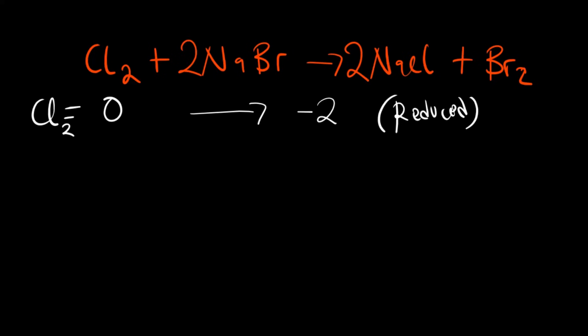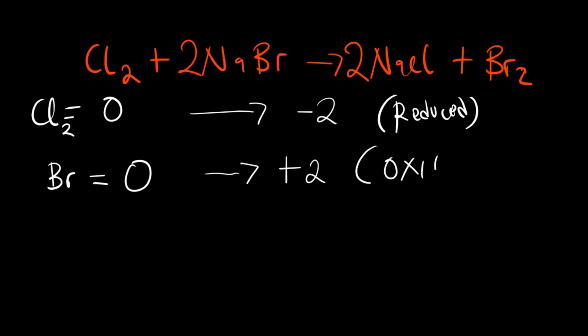If we're going to look at bromine, so here if you're going to look at this compound, it doesn't even have any charge there, so there it is 0. But when you go to the other side, our bromine there has a charge now, so from 0 to a positive is going to be oxidation, because the oxidation number has increased. Oxidized. So basically this is what you do.